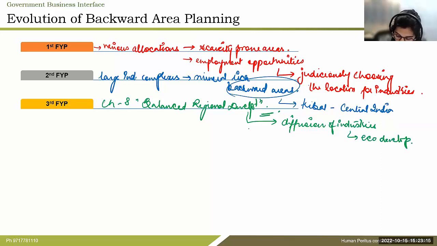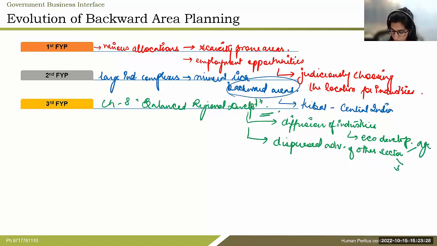All right. And another thing was dispersed advancement of other sectors such as agriculture, such as small industries, communication, or we can say social services also. All right. So this whole chapter in the third plan focused upon diffusion of industries, and not only industries but the other sectors also, such as social service, communication, small industries, and many other things.